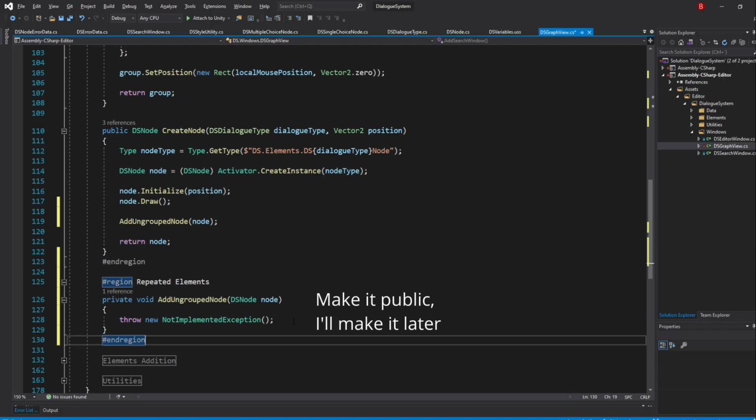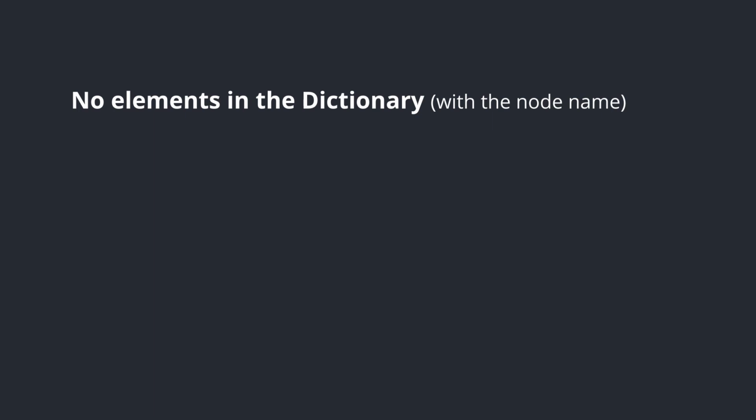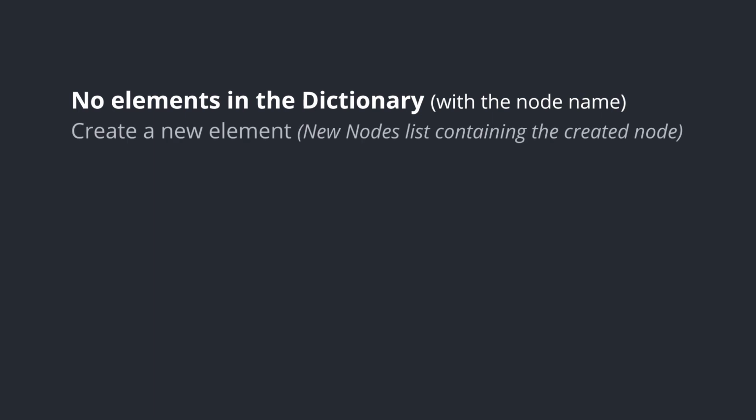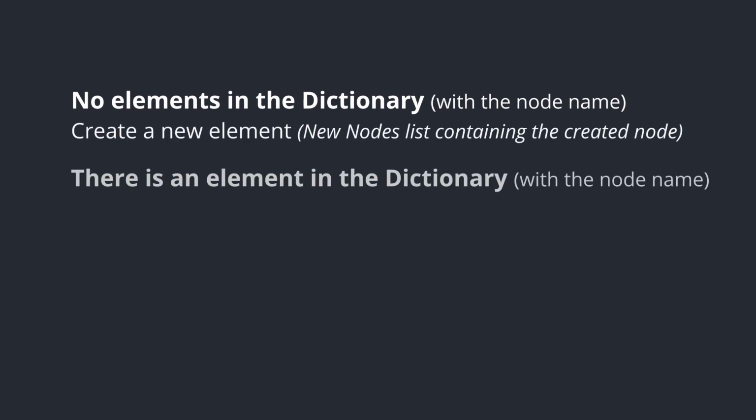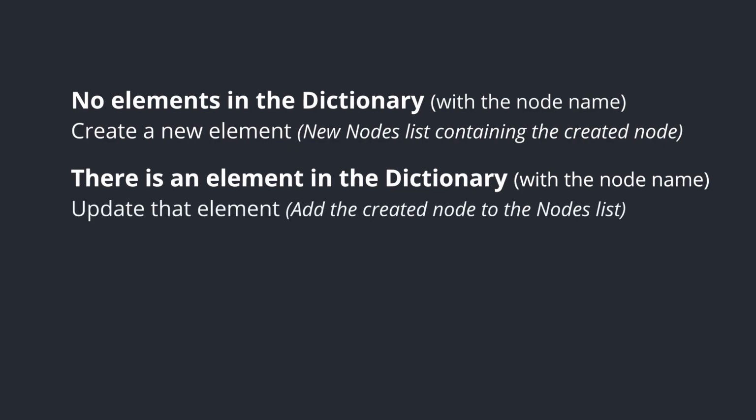And also make it public. I've already explained earlier what we need to do, but in short, if there is no element in the dictionary with the name of this node, then we create a new element. If there is one element in the dictionary with the name of this node, then we update that element.